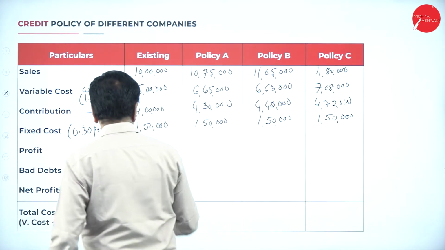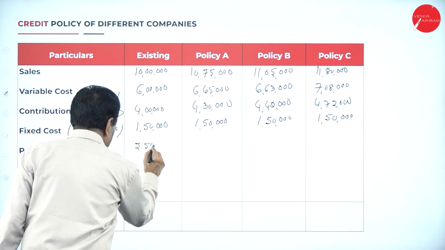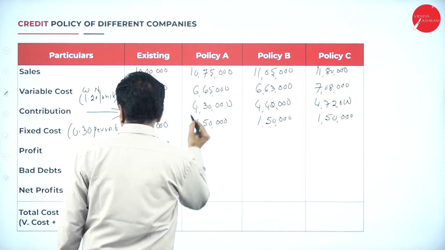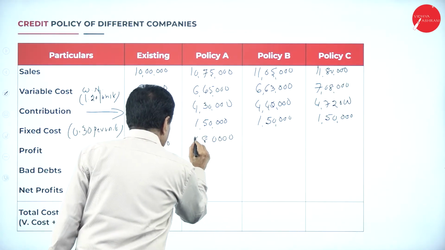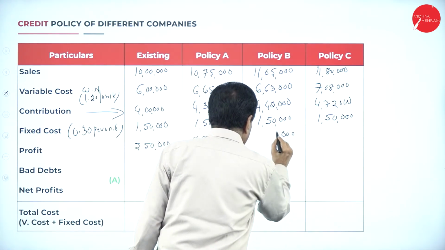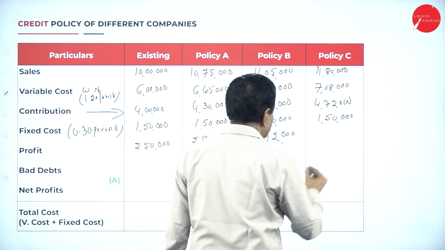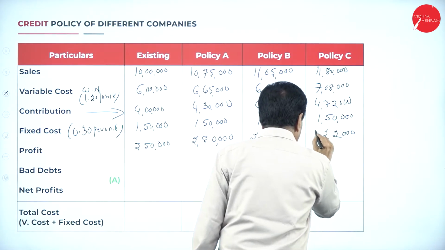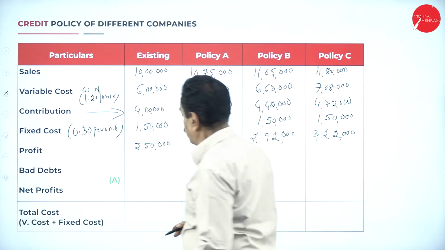Deduct 2,50,000. Deduct 2,80,000. 2,92,000. 3,22,000. This is your profit.